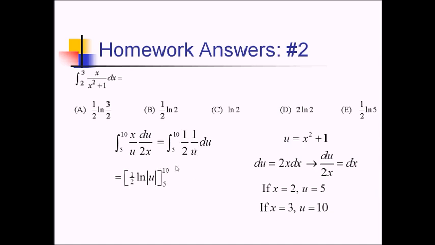And I'm evaluating that from 5 to 10. So I've got 1/2 ln of 10 minus 1/2 ln of 5. No need for the absolute value, but you can leave it in if you really wanted to. And looking at the answer choices, I don't see that anywhere. Well, that means we need to simplify using some log rules.